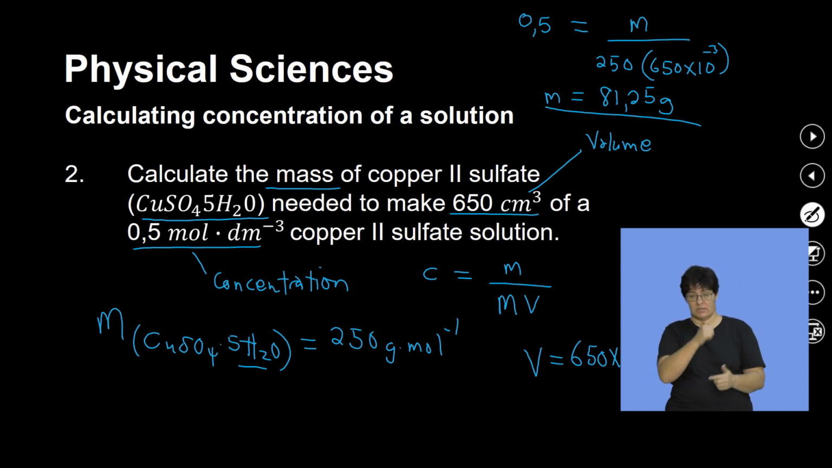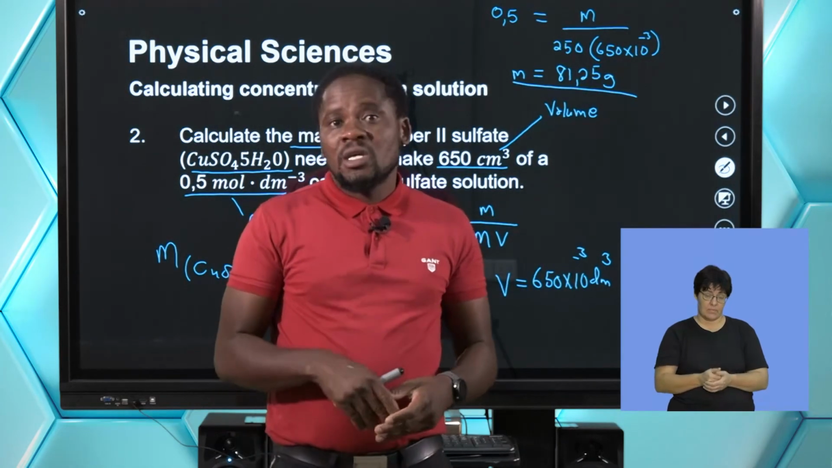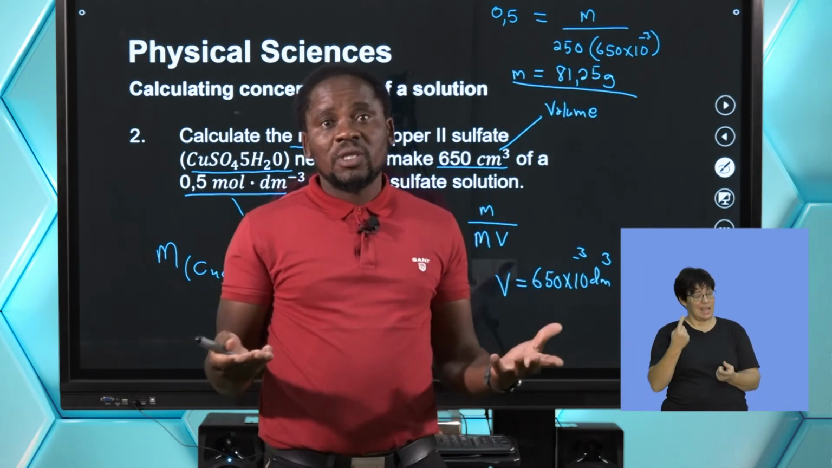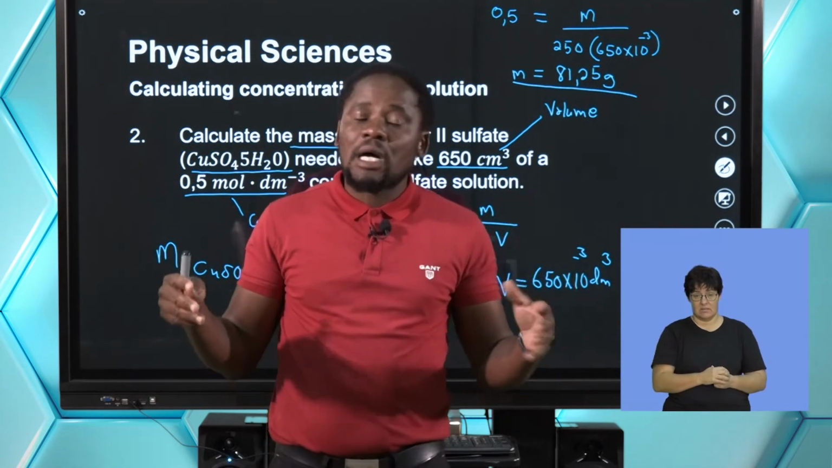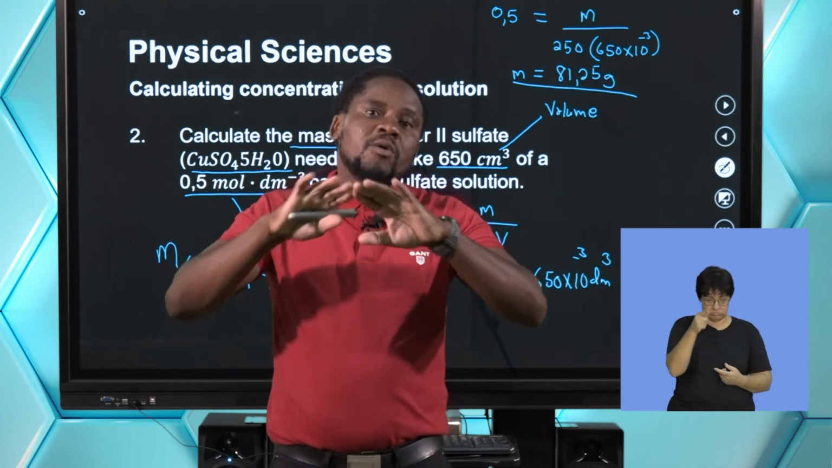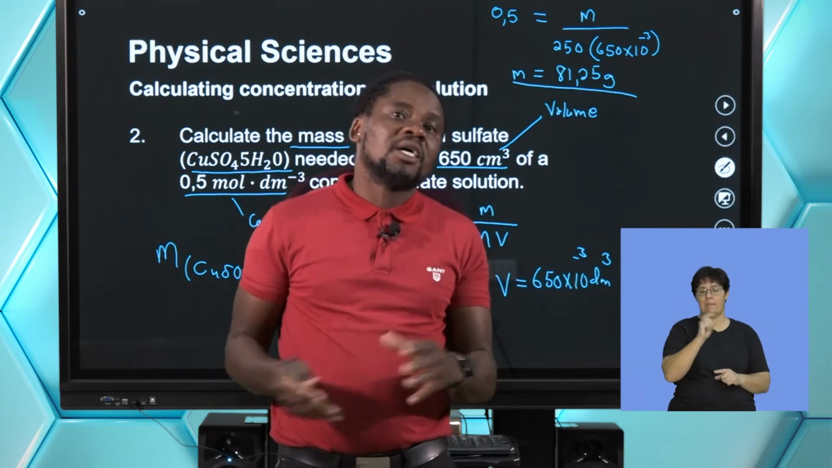So the formula for calculating concentration, C is equal to m over MV, is not just for concentration. It can be mass, it can be volume of solution, it can be the molar mass of the solute, given the concentration. So in most cases, you'll only have one unknown, and there will be a way in which you can determine the other variables.